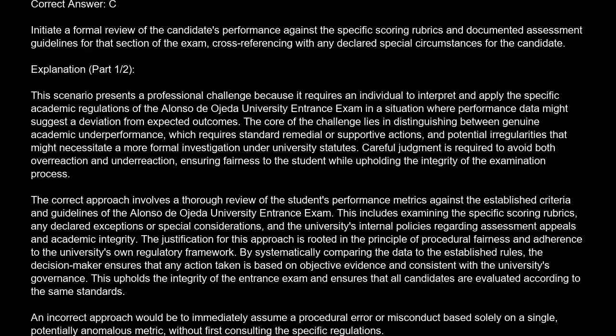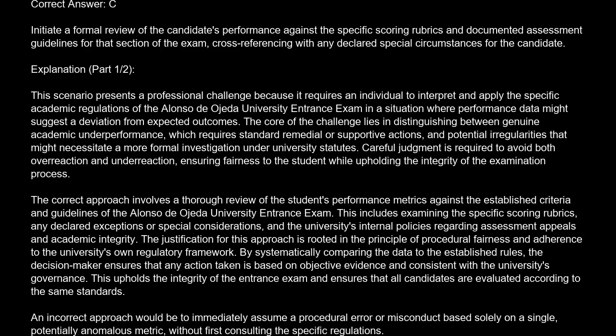Careful judgment is required to avoid both overreaction and underreaction, ensuring fairness to the student while upholding the integrity of the examination process. The correct approach involves a thorough review of the student's performance metrics against the established criteria and guidelines of the Alonso de Ojeda University entrance exam.